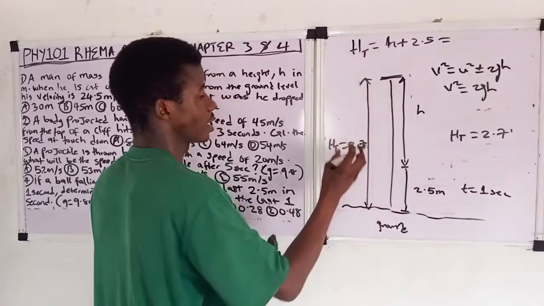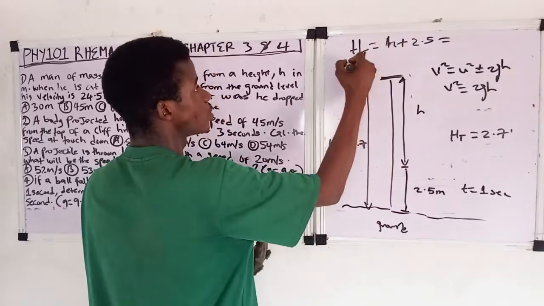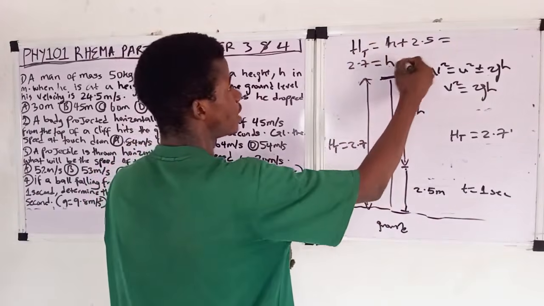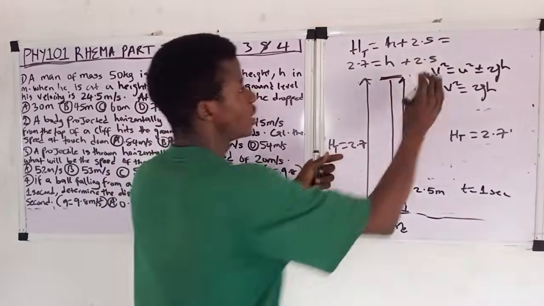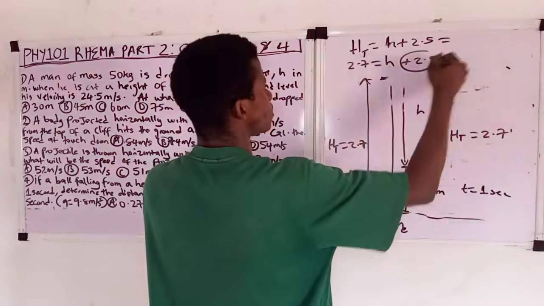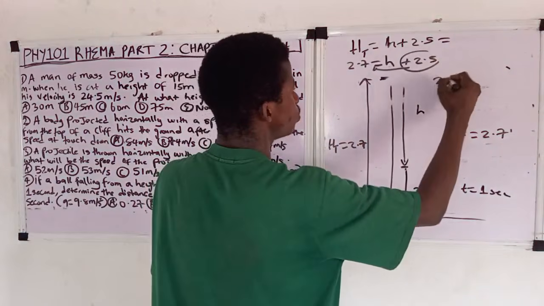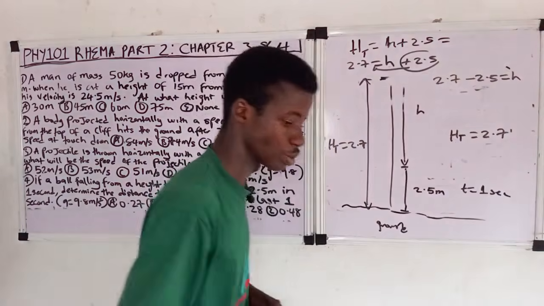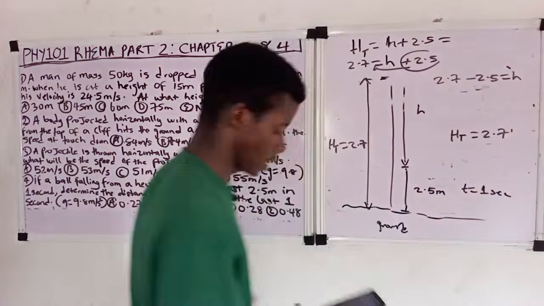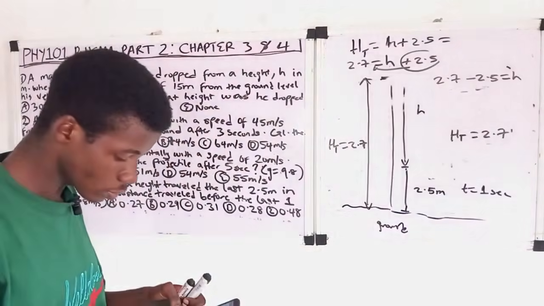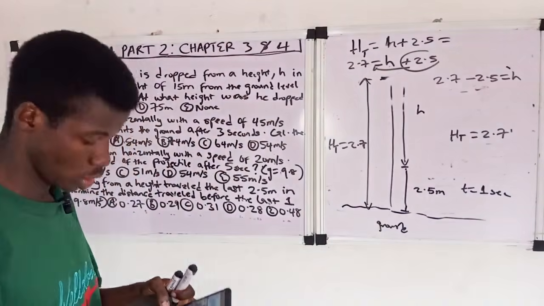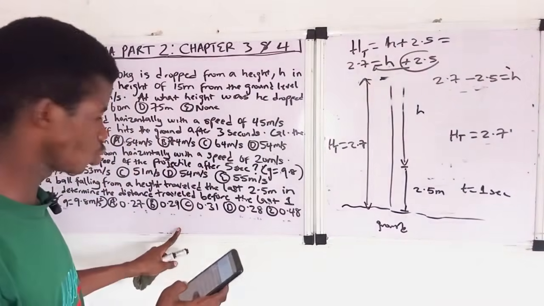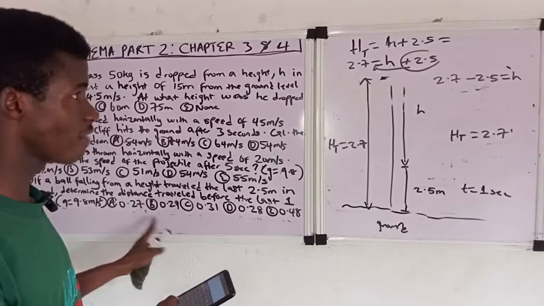Remember the formula I gave you guys, let's put it here. Total height is 2.7, which is equal to h, this is what we're looking for, plus 2.5, right? Yes. So this one comes over here and turns to minus. Now it will be 2.7 minus 2.5 is equal to h. Let's subtract: 2.7 minus 2.5 gives us 0.2. So we have 0.2 here.